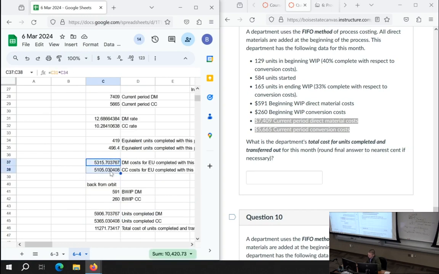All right, we don't stop there. We don't sum those yet, because we've got to bring these beginning WIP costs back from orbit. Direct materials comes back, and we can sum that beginning WIP cost and the cost done with this period's work for the equivalent units completed with this period's work, and sum the conversion costs, beginning WIP conversion costs, with the conversion costs for equivalent units completed with this period's work. And the sum of all of that is where we get the 11,271.73.